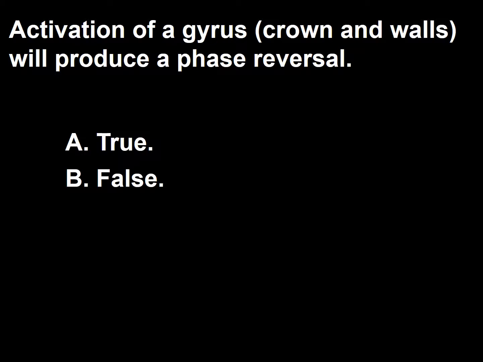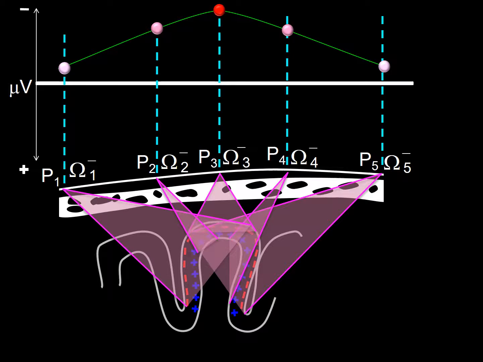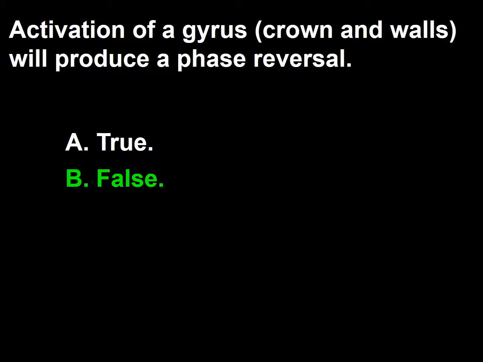Next question. Activation of a gyrus, that is to include the crown and walls of a convolution, will produce a phase reversal. A true, B false. In this frame, I have represented activation of a whole gyrus, in this case with negativity being towards the scalp. Now I have added the solid angles view, primarily by all the electrodes placed at positions P1, P2, P3, P4, and P5. This viewing will result in the changes in the voltage line shown in this frame. The answer is false.